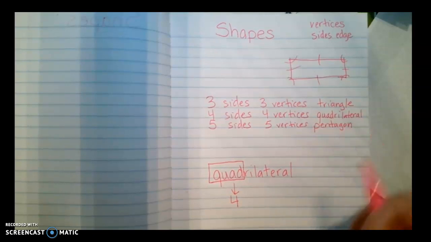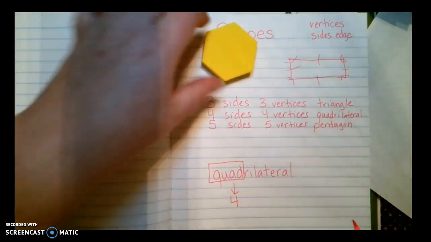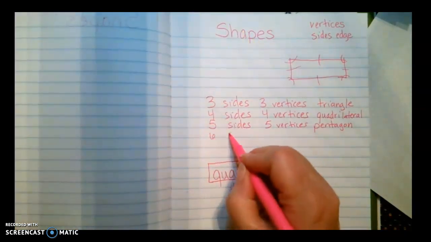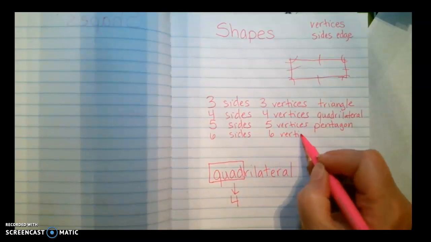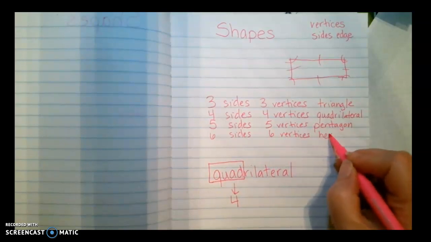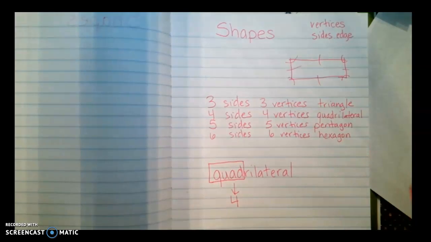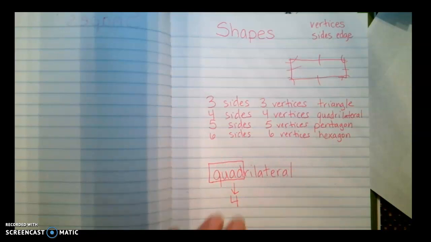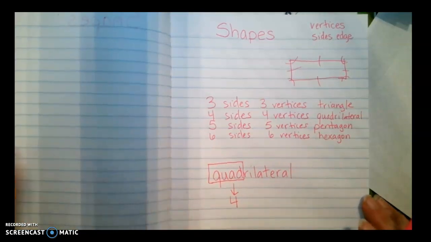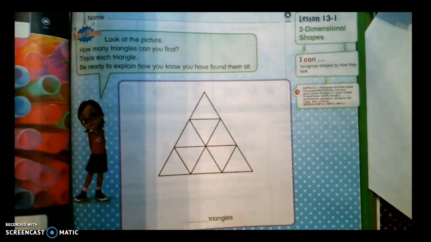Pentagon. And then you remember our shape with 6 sides and 6 vertices. That is called a hexagon. So 3 sides, 3 vertices is a triangle. 4 sides, 4 vertices is a quadrilateral. Remember, there's different types of quadrilaterals. Any shape with 5 sides and 5 vertices is called a pentagon, and anything with 6 sides and 6 vertices is called a hexagon. Now let's get started on our work.